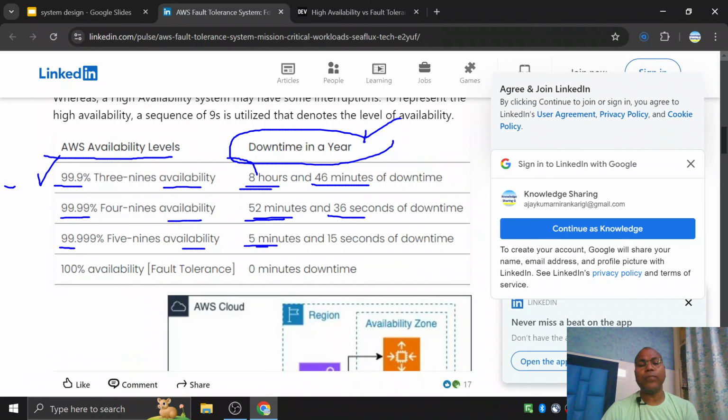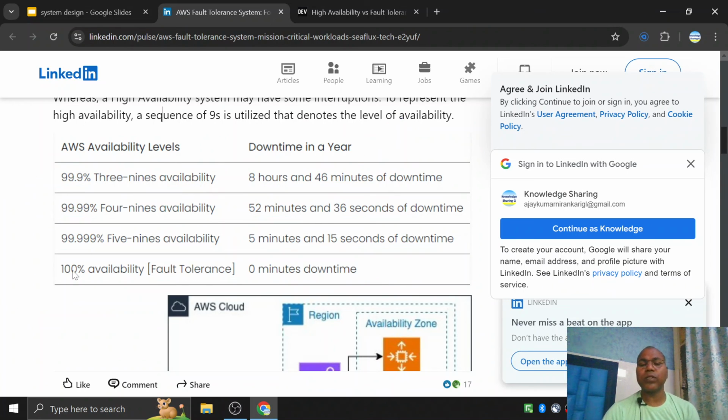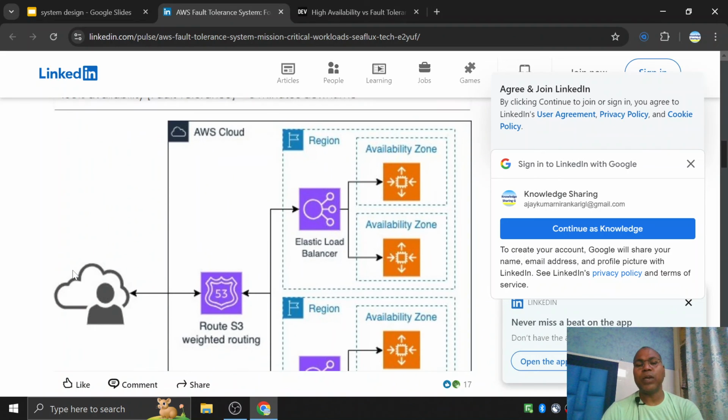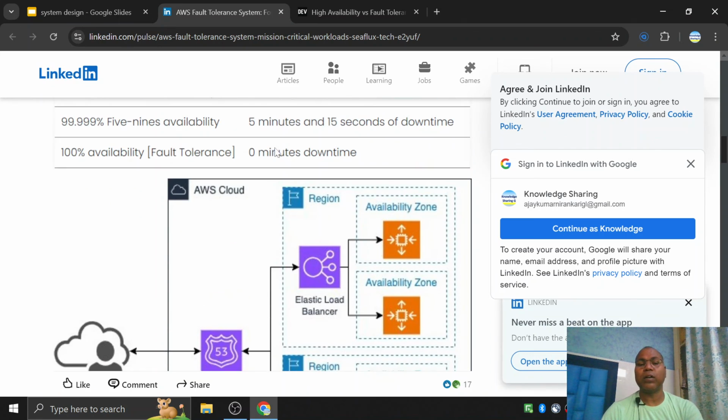If you say 99.9999, that means your system is very highly available, with 5 minutes and 15 seconds of downtime in a year only. In the whole year, only 5 minutes your system is going to be down. But you can say your system is fully fault tolerant, with 100% availability and zero downtime. Such systems you can design, but be focused: maybe your cost is also very high, because these are cloud service providers. If you want fault tolerant systems with zero downtime, then we have to design such a system this way.